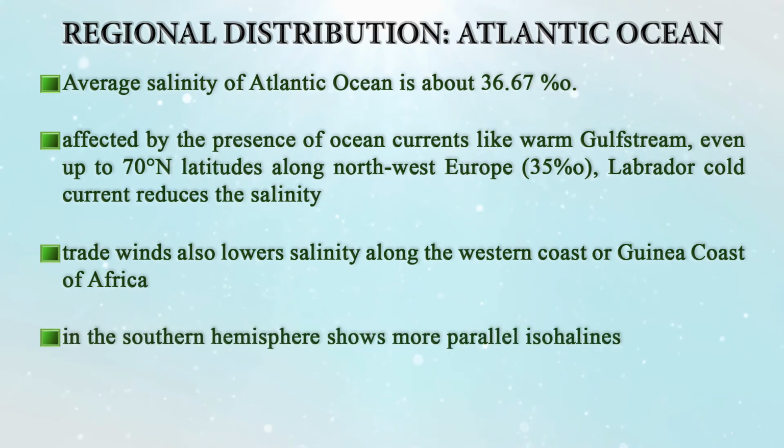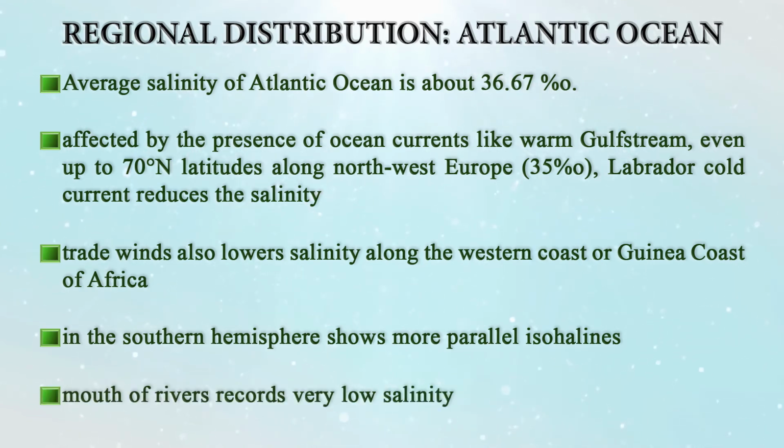In the southern hemisphere, you can see in the Atlantic Ocean that isohalines are more or less parallel in all the oceans, and the mouths of the rivers have low salinity. So, these are the important points you should remember while studying the salinity of the Atlantic Ocean. Let me come to the figure over here.